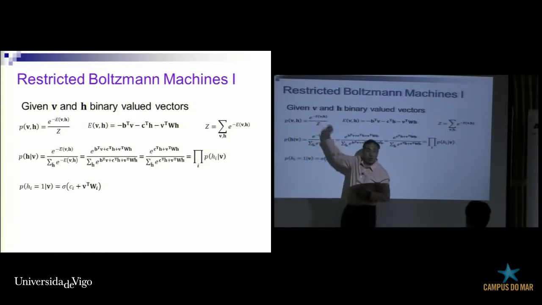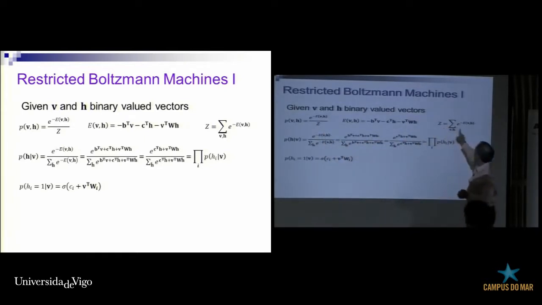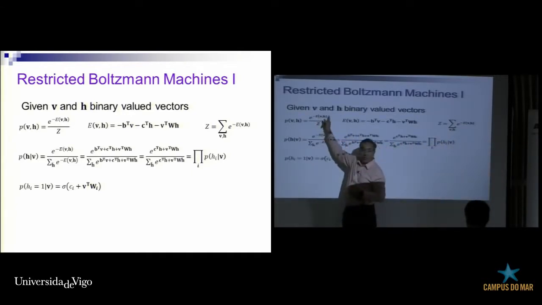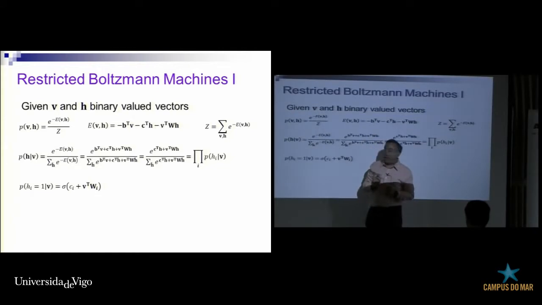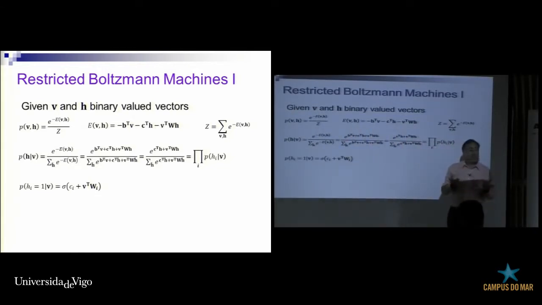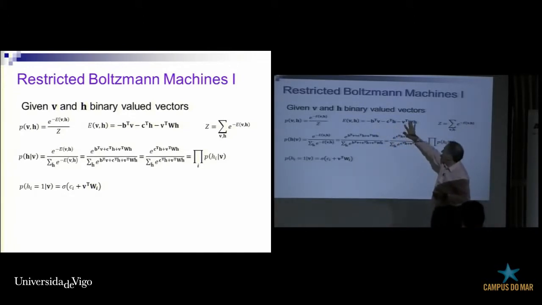It's an exponential model. Z is the normalization constant here that will mean that it adds up to a true probability distribution. And this is the energy term. It's called the energy term. And the energy term is given this way, which is nicely linear. It's linear on V, it's linear on H, and it has a joint term between the two.